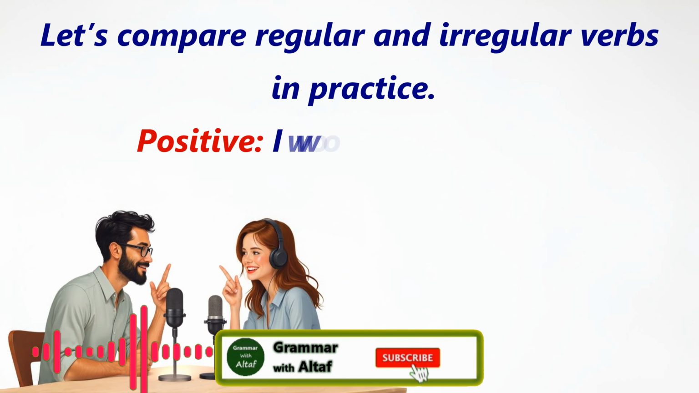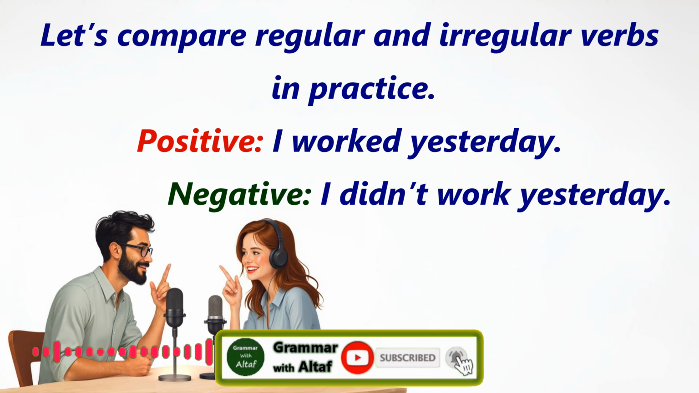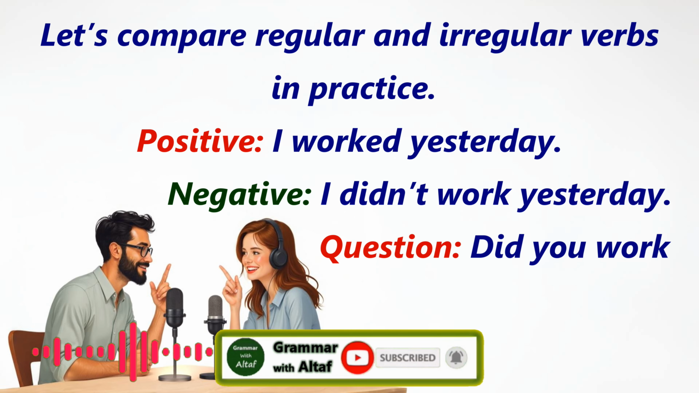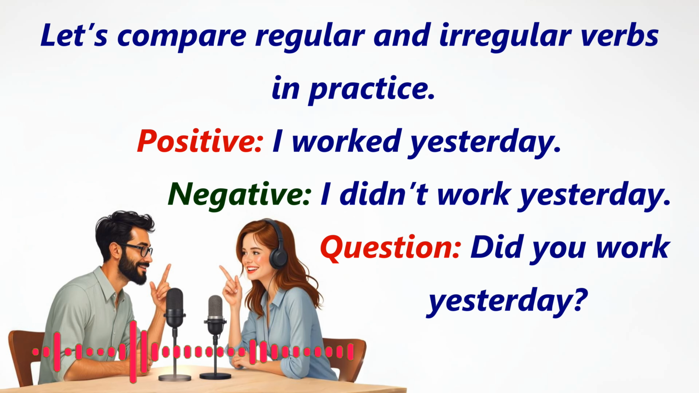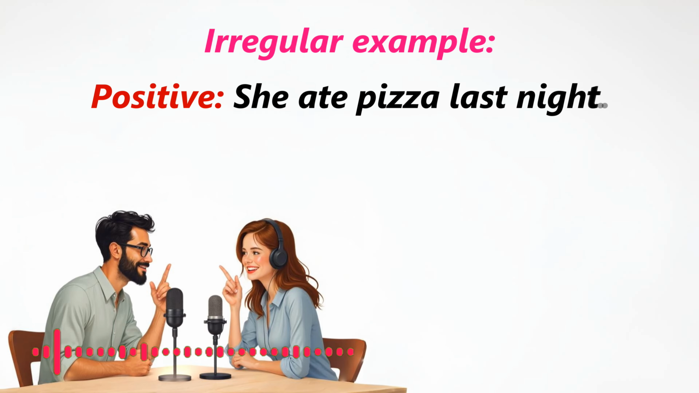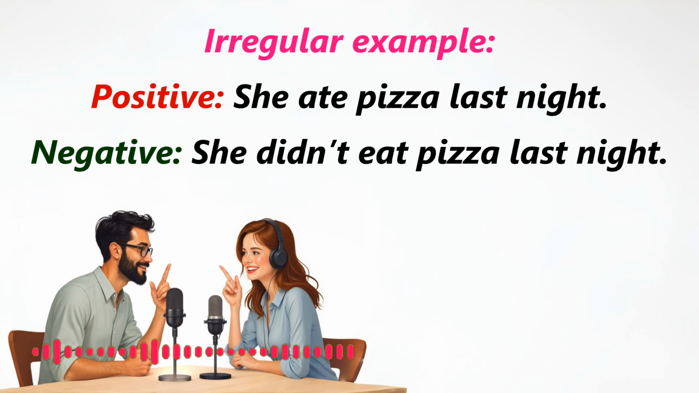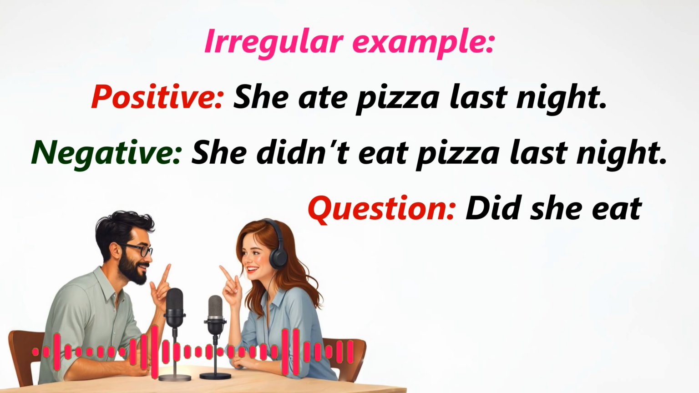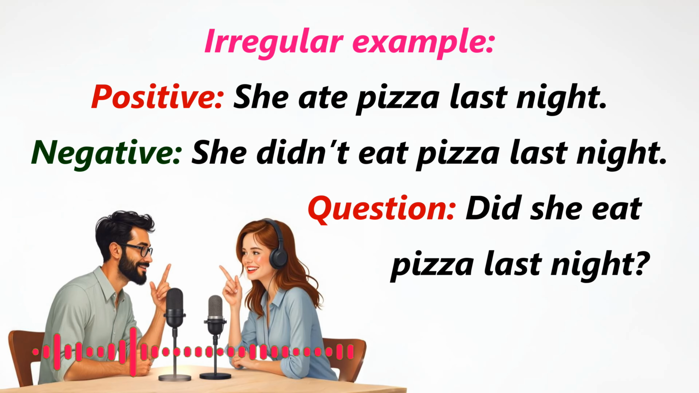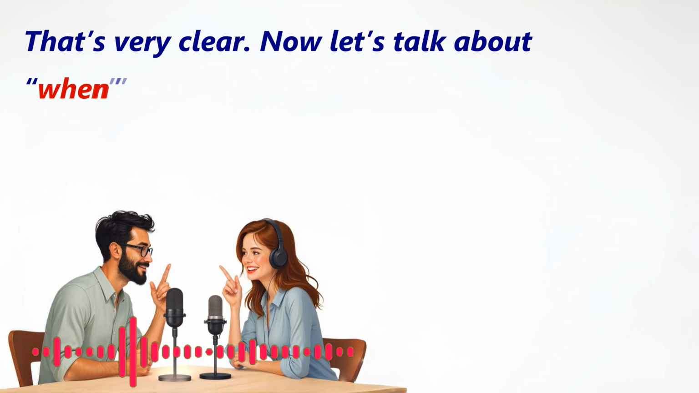Let's compare regular and irregular verbs in practice. Positive. I worked yesterday. Negative. I didn't work yesterday. Question. Did you work yesterday? Irregular example. Positive. She ate pizza last night. Negative. She didn't eat pizza last night. Question. Did she eat pizza last night? That's very clear.